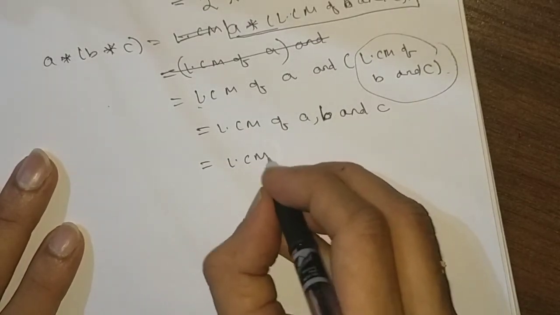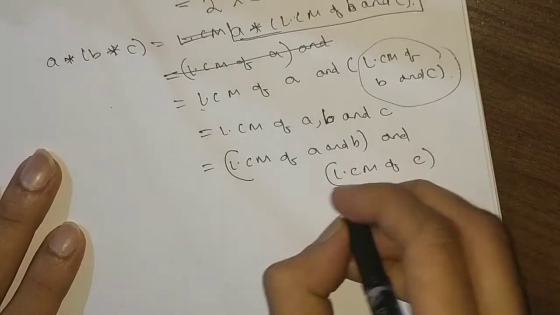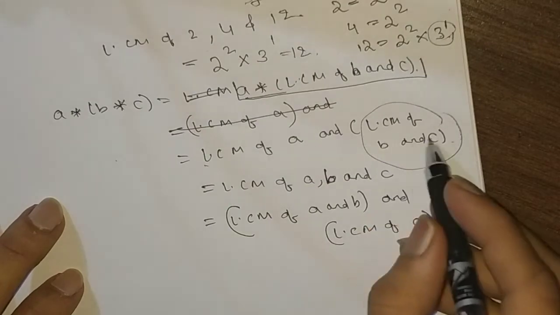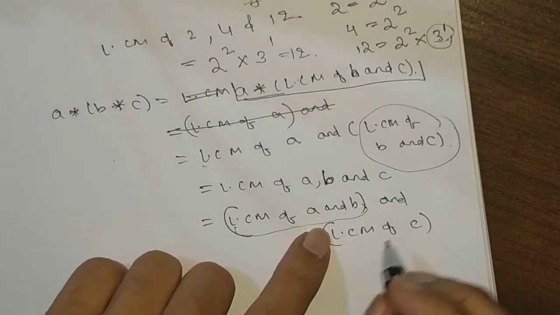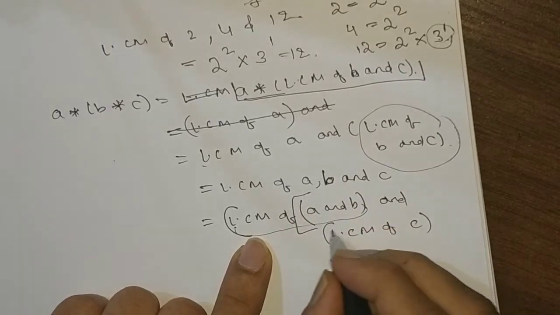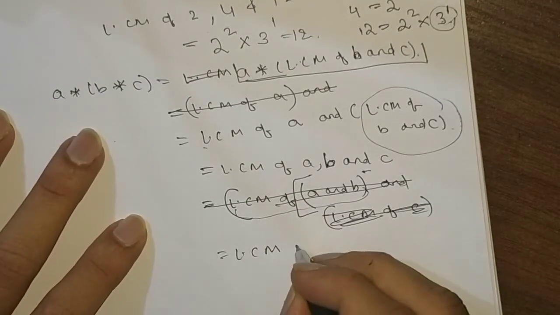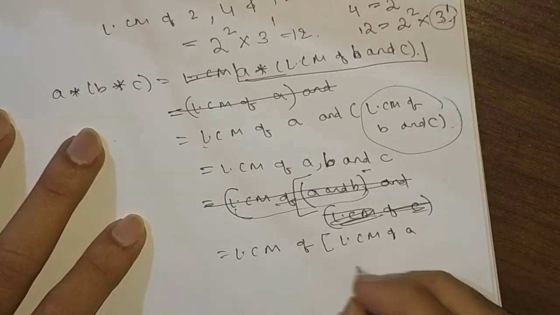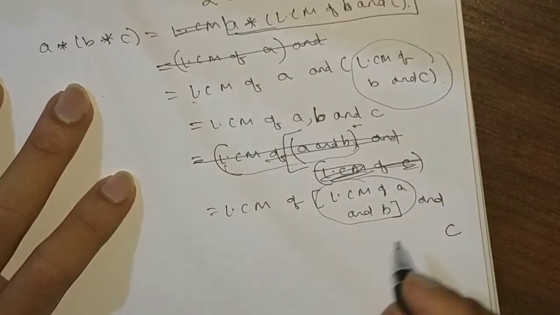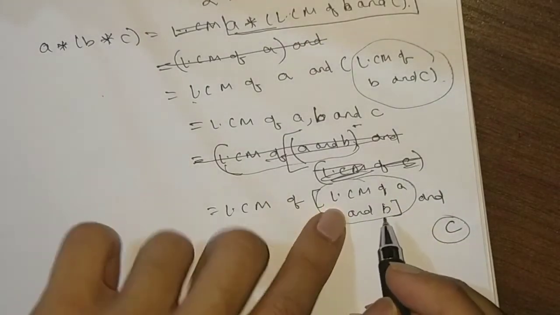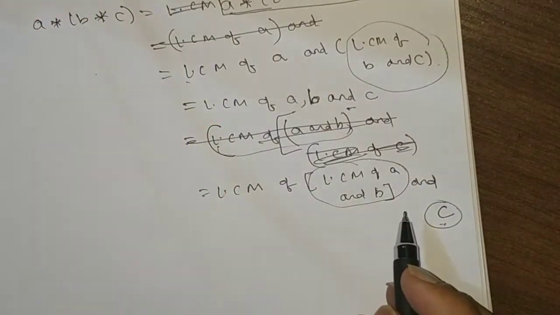Now this answer will be equal to LCM of A and B, and LCM of C. Even if you take 2 numbers, take the LCM, and then again take the LCM with the third, this is LCM of A and B and C. So first you are taking the LCM of A and B, which is just a number, and then you are taking the LCM of this number and the third number, that is C. So both the LCMs will be equal.